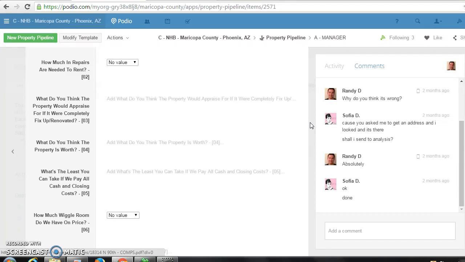So we ask these questions: how much in repairs are needed to get this property to rent? It's still a number, that's the point. You're going to get a number, and then you massage it into: what do you think the property would appraise for if it was completely renovated? Notice we didn't ask what do you want to sell it for or what are you looking to get. This particular person wanted 250, but we reiterated that at the beginning of the call. But if there was no sales price and they just filled out the form and there's nothing there, we need to find out what they want.